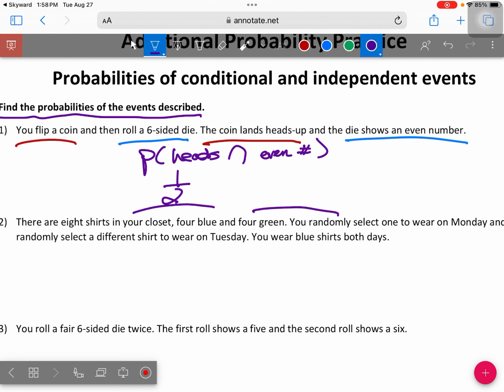So, heads is 1 out of 2. Even number. Roll the die. What's the probability of getting an even number? Yes, 3 out of 6.